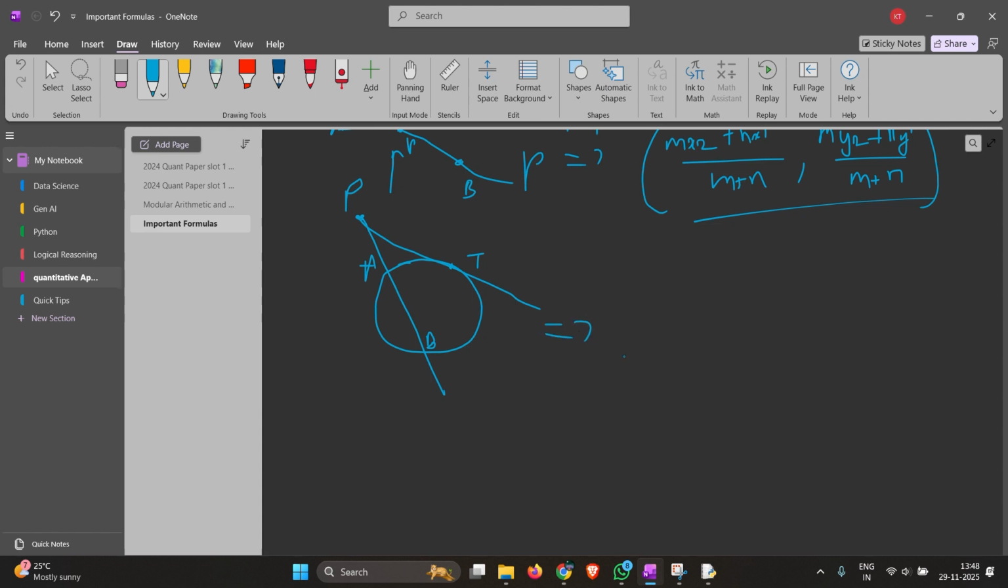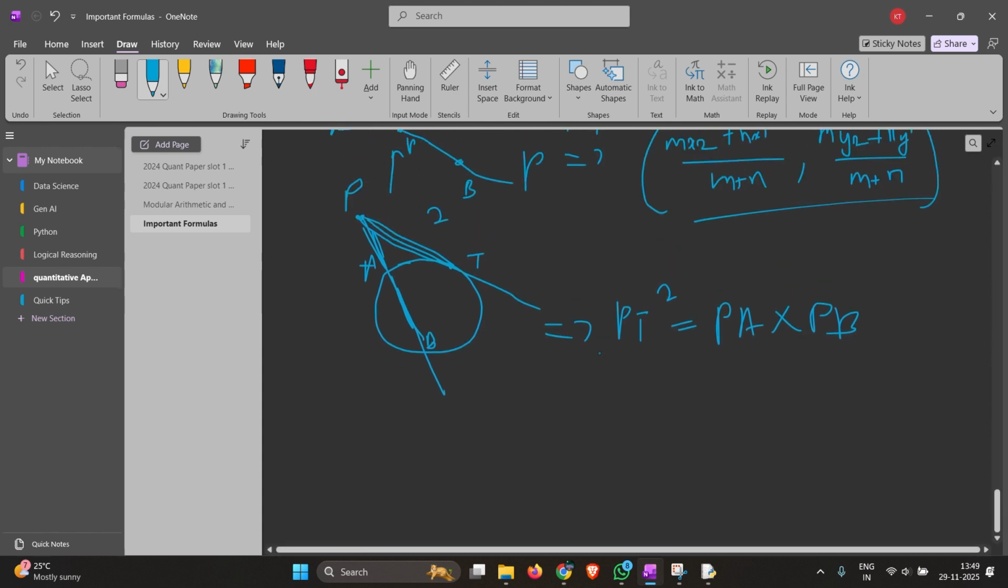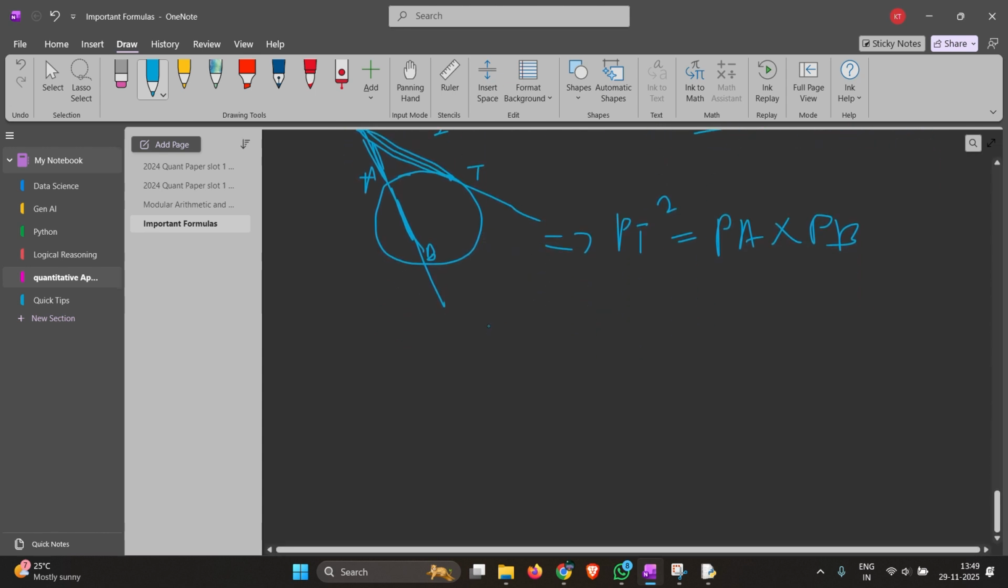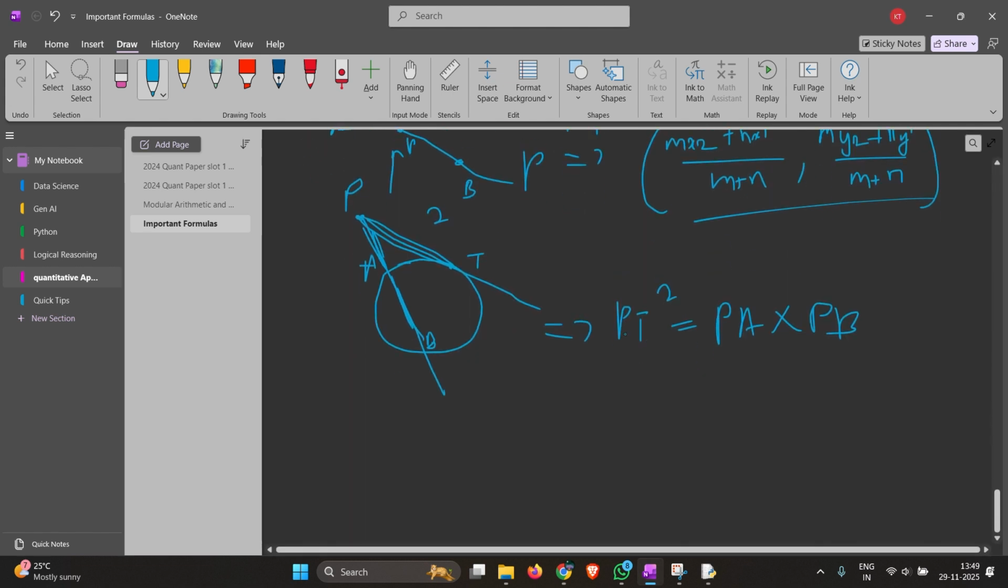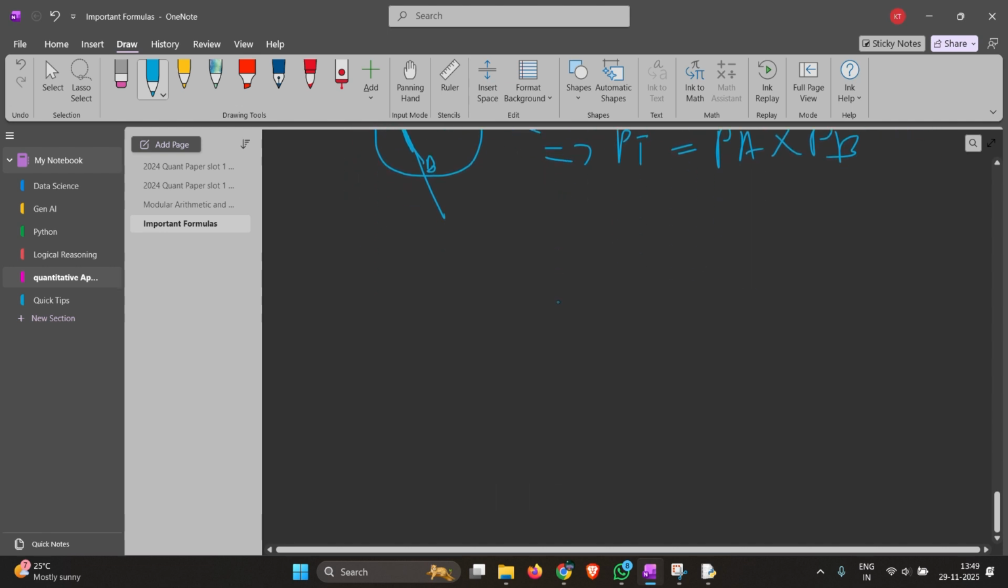We have a formula that is PT squared is equal to PA into PB. So this PT squared is equal to PA into this PB. So this is also a nice formula to remember. Might not be used for a lot of questions, but if a question arrives which needs this formula, it mostly would be just substitution of the actual values in this formula and you get the answer.